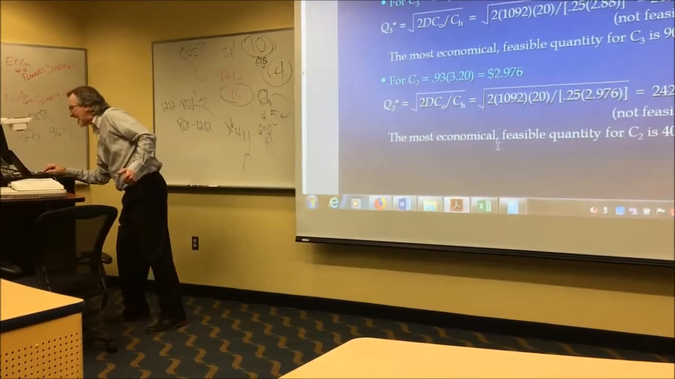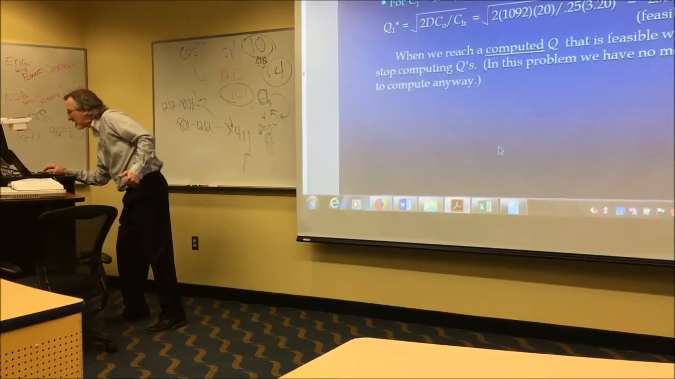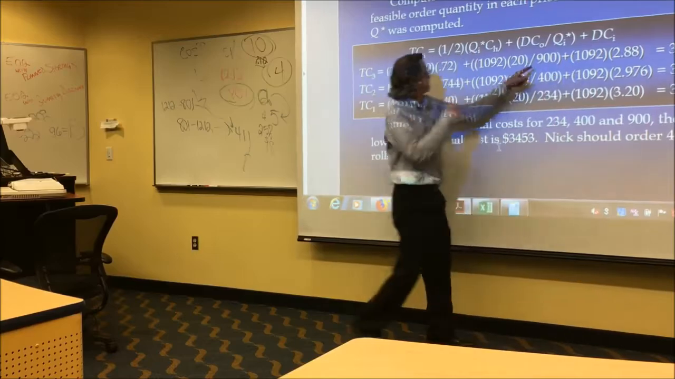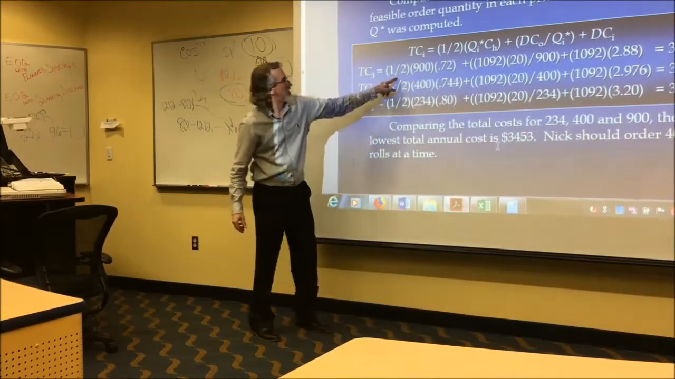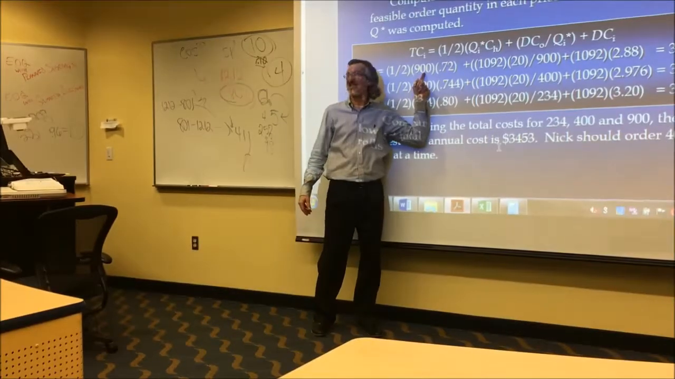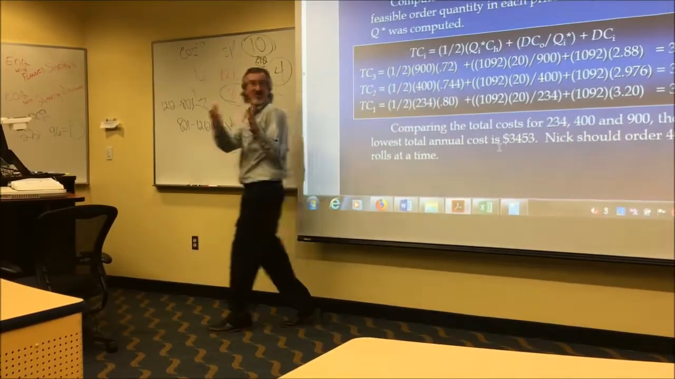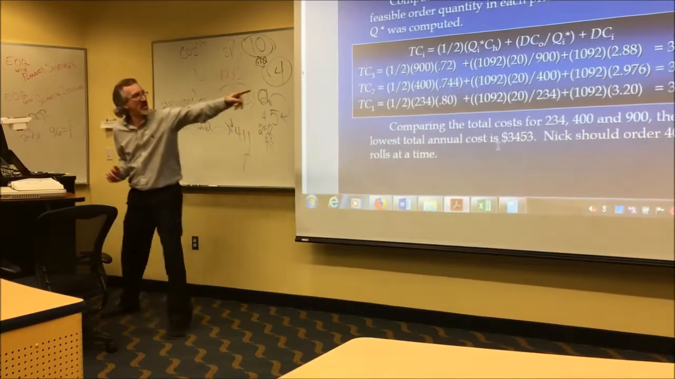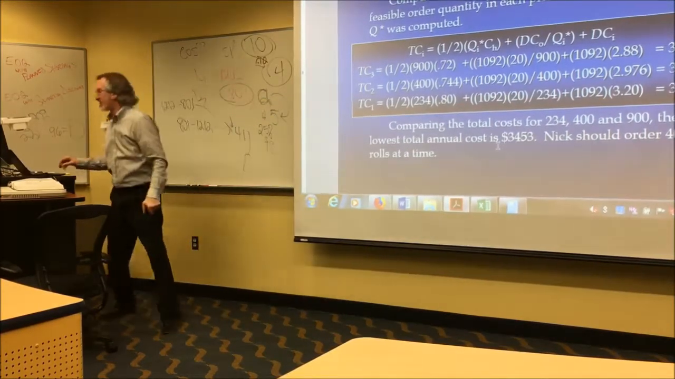So I want to make sure I set that right. Let's go to total cost on the 10% discount, which is price 2.88. There it is, 900. So we have to order at least the minimum, so we're going for 900, because the optimal quantity did not make sense. Figure out total cost, $3,493 a year.